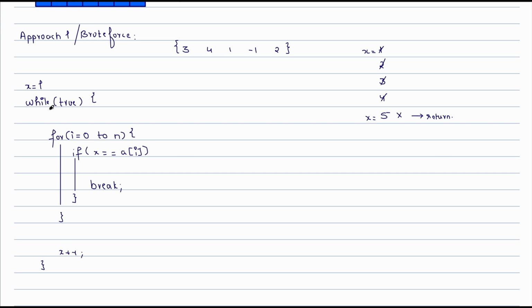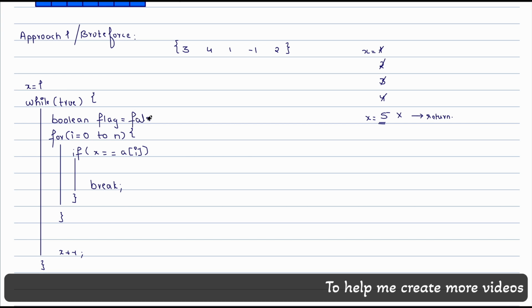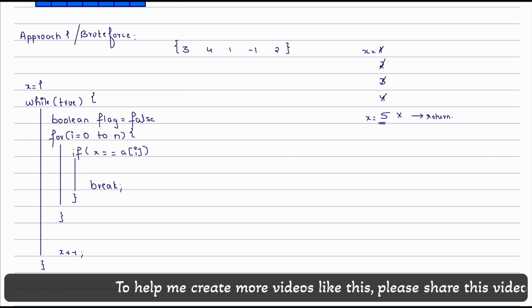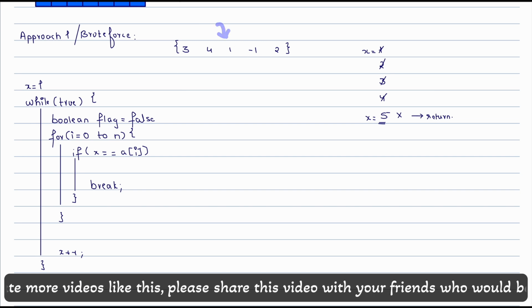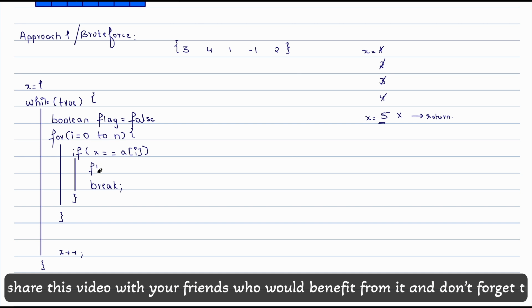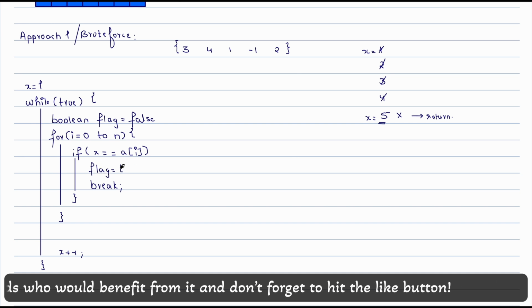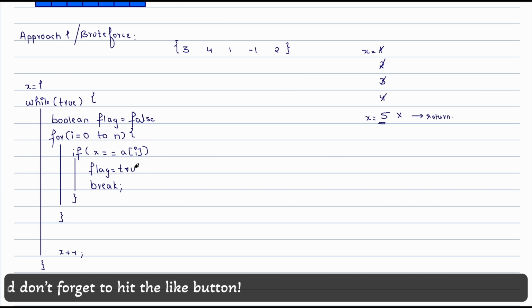That's it. But let's say my value of x is 5. In this case, x is not present inside the array. So I will be taking the help of a boolean flag variable. I will mark the flag as false. Whenever my value of x is present inside the array, I will mark my flag as true, saying that the value of x is present.